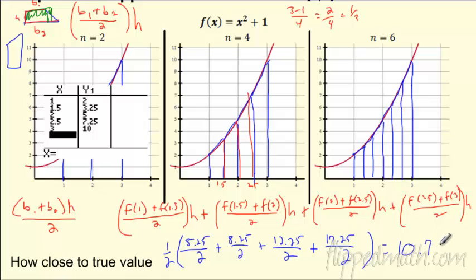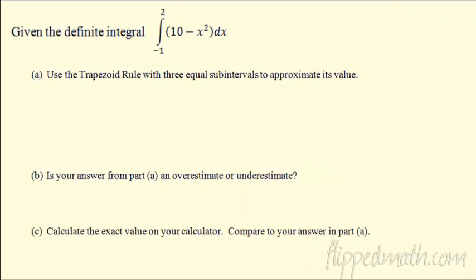10.75. So pretty close, huh? With just 4 trapezoids, 4 approximations, 4 subintervals, I got 10.75. I'm pretty close, so that's pretty awesome. So if it's concave up, it's going to be a bit of an overestimate. If it's concave down, it's going to be an underestimate. You're going to be below it. Underestimate. Don't be confused with under armor. Underestimate. All right, let's get going on these and talk about the notation.